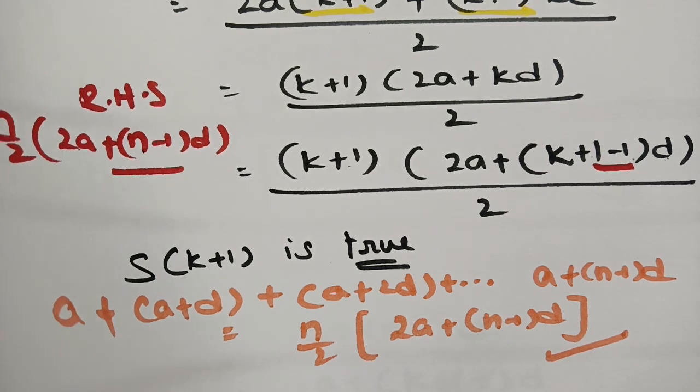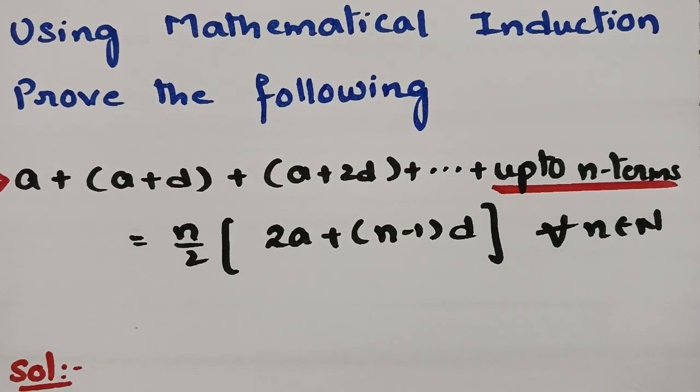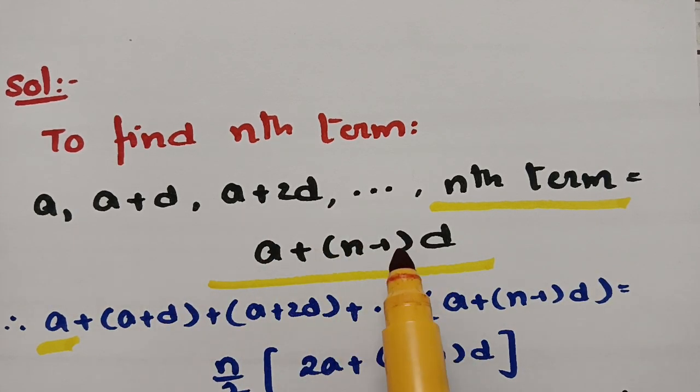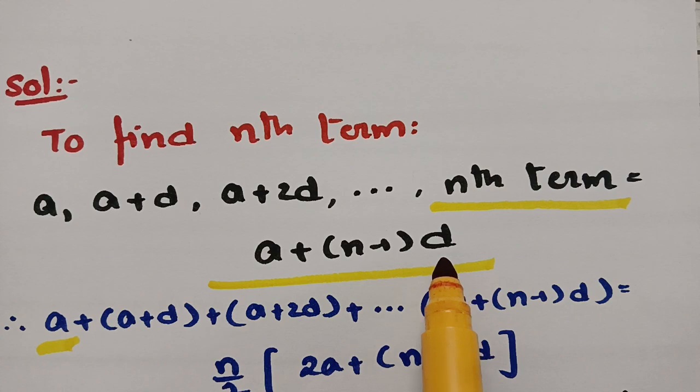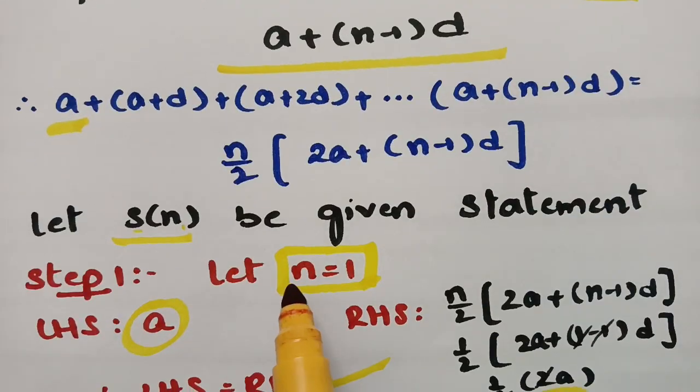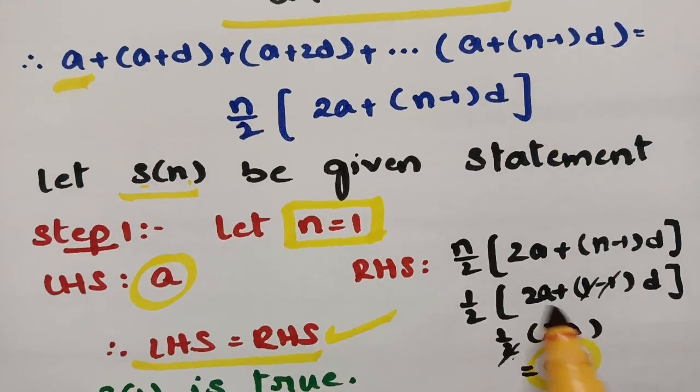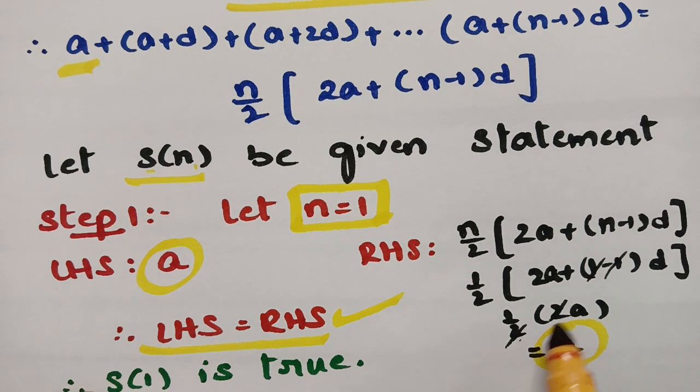Let's go back to the beginning. So this is the question given. We have to find out the nth term. In order to find out the nth term, as this series is in AP, the nth term for the series is a plus n minus 1 into d. So after replacing the nth term as a plus n minus 1 into d, we have to check with n is equal to 1. So here the LHS part is a, and RHS after keeping n is equal to 1 is also a, and therefore LHS is equal to RHS.